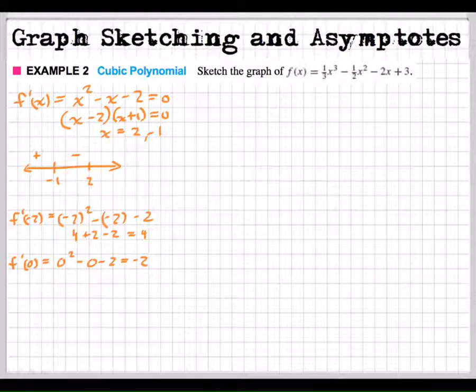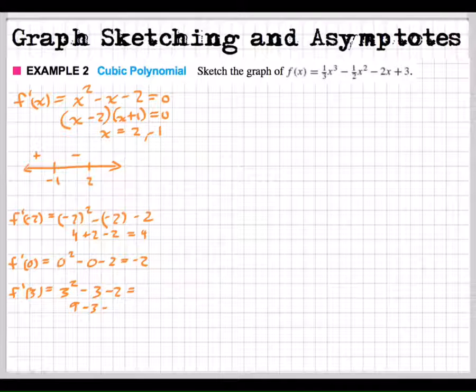And now let's see the last interval right here. I'm going to pick a 3. So f prime of 3 is going to equal 3 squared minus 3 minus 2. That's going to be 9 minus 3 minus 2. So that's 9 minus 5, which is going to be 4. We have a positive again.